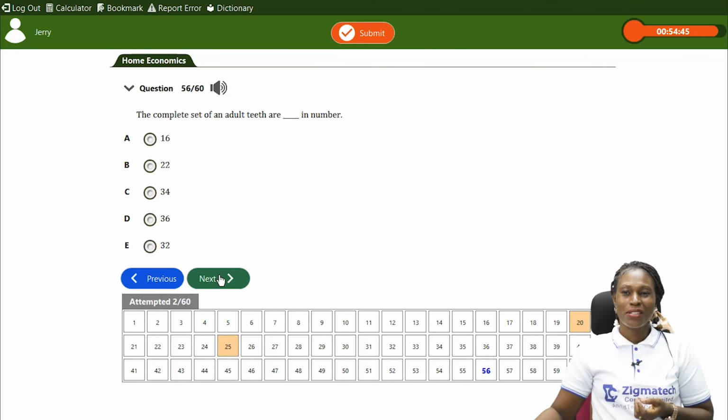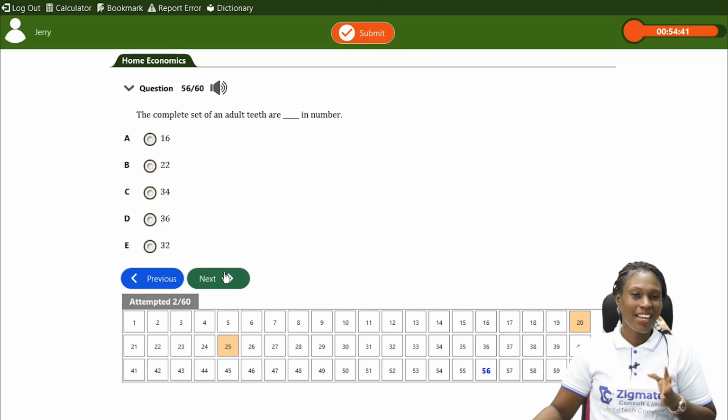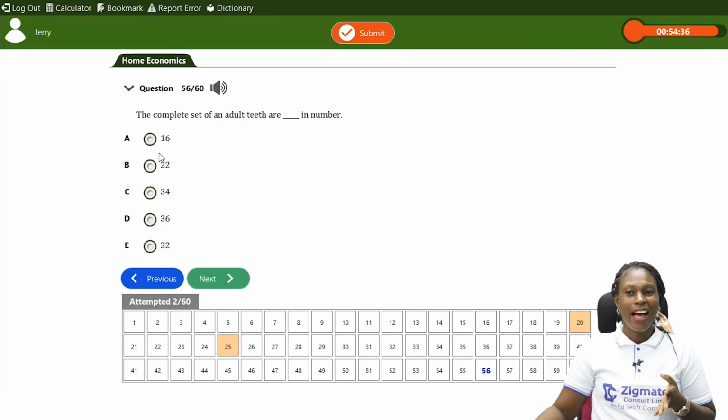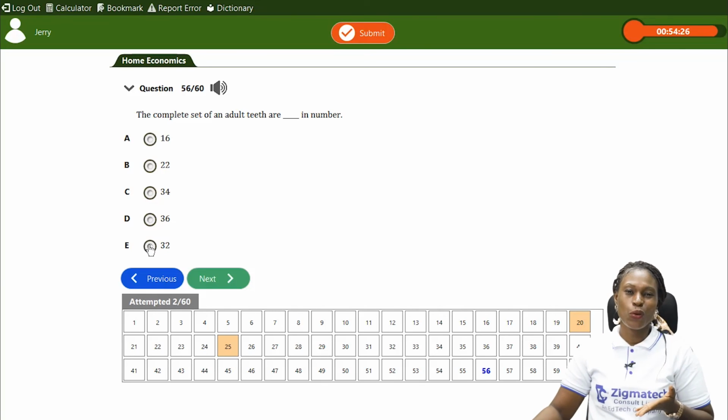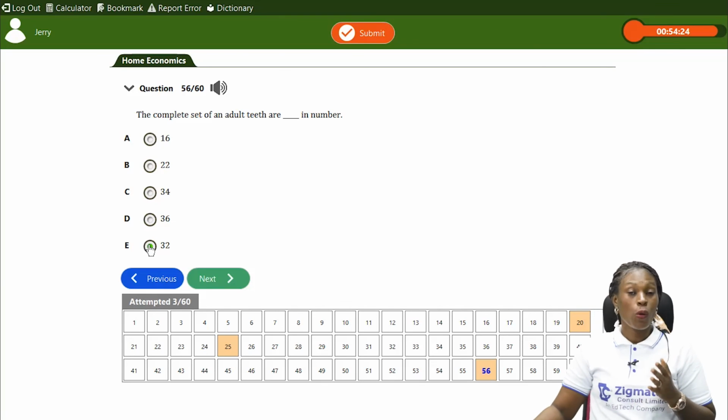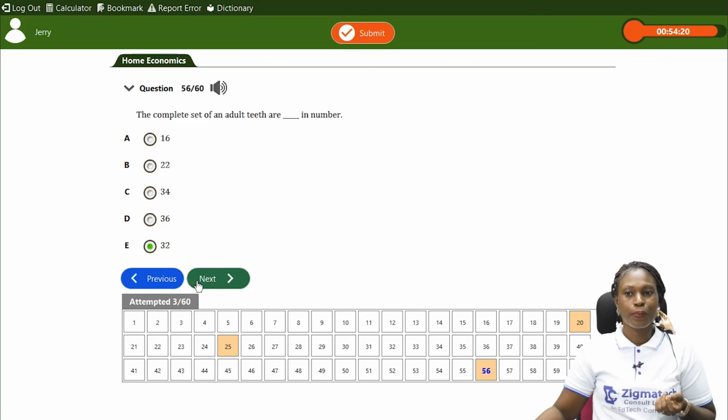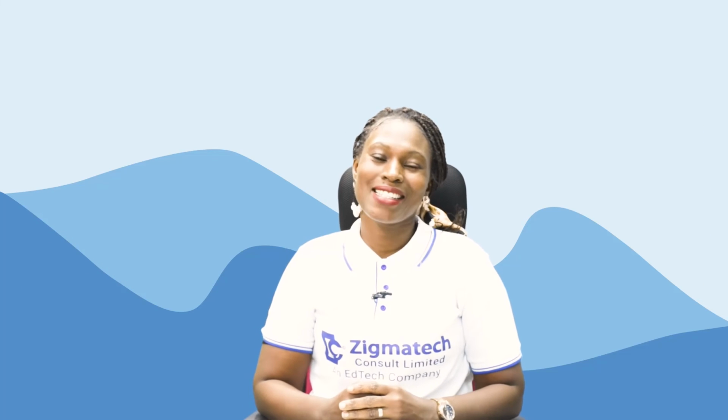Okay, let's look at this question. The complete set of an adult's teeth is dash in number. How many are they? Are they 16? Are they 22, 34, 36, 32? Do you remember that? We talked about it today. So the answer here is E, so it's 32. The complete set of an adult's teeth is what? 32 in number.